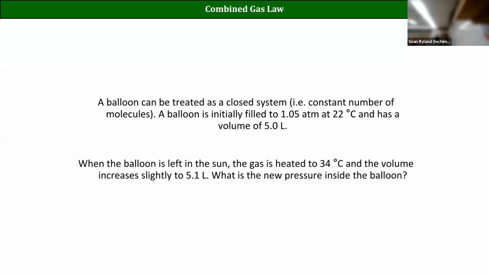So if we increase the number of impacts, we can increase the force as well, which is another way of saying increase the number of molecules. So even this combined gas law is not everything, because we're still assuming this right here, a constant number of molecules.